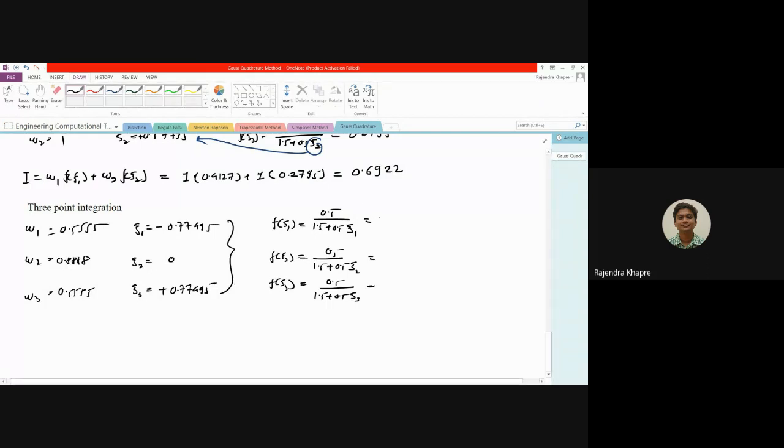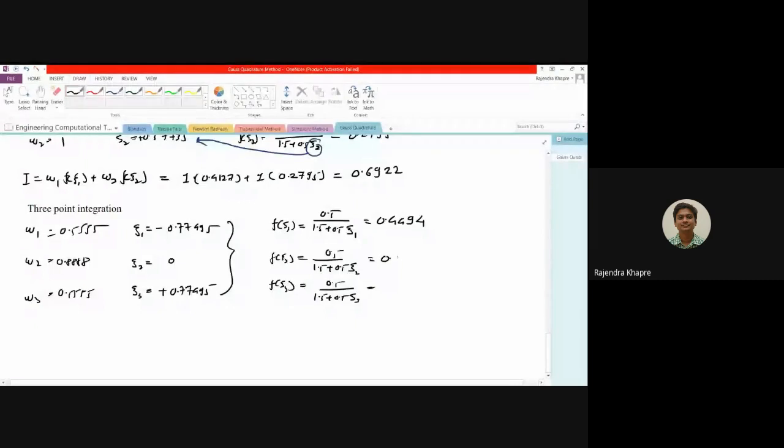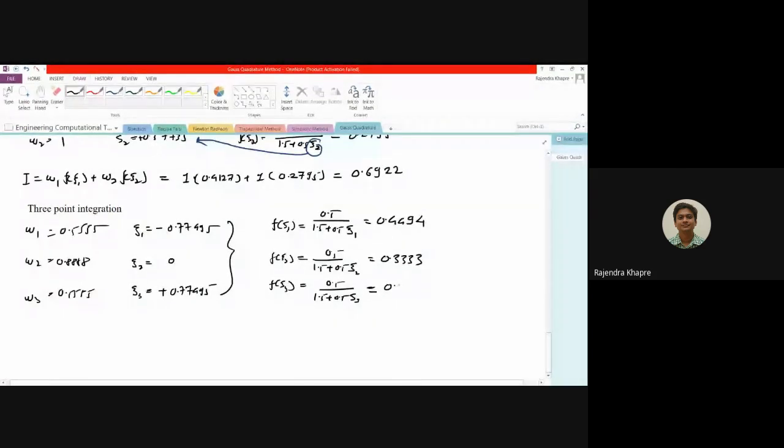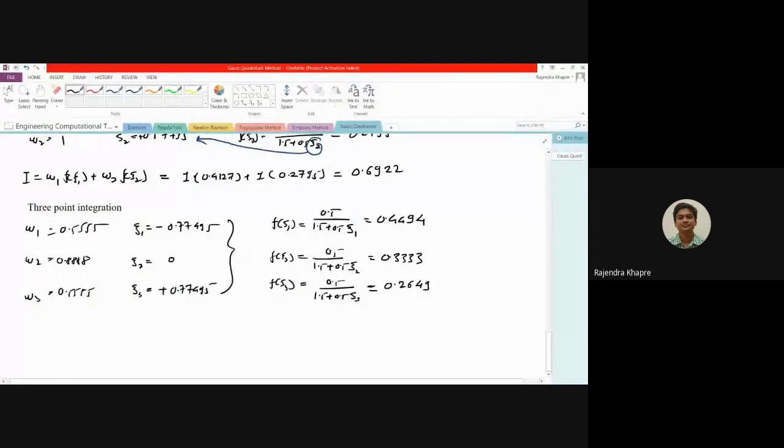0.449. Further, only 3 digits: 94. Okay, please maintain 4 digits. 0.333. 4 times 3. Okay, and the last one, 0.2649. Okay, very nice. So now our integration is pretty simple.